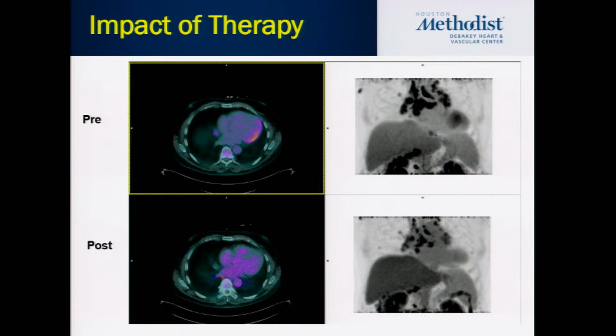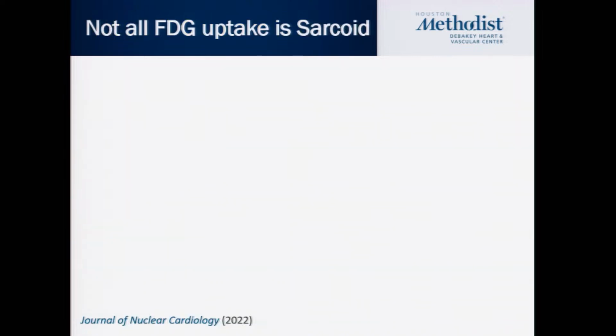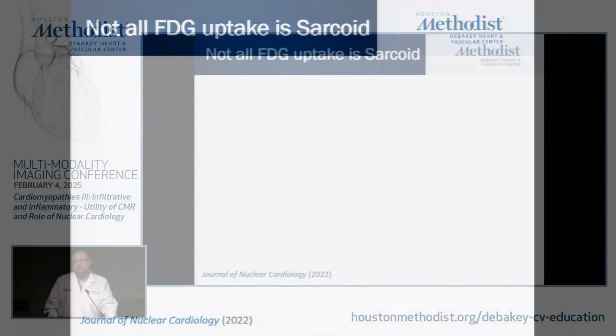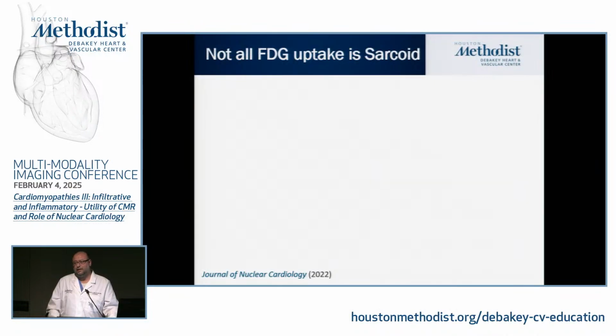And sometimes, because many other organs are in our field of view, we can see, for example, that this patient had cardiac inflammation, but also significant extracardiac inflammation. Now the cardiac is gone, and the extracardiac has decreased, but not completely gone. Obviously, the treatment is not only for the cardiac, so we give them information about the status of the extracardiac inflammation. One thing to keep in mind is that not every FDG uptake is cardiac sarcoid, and it can light up in any inflammatory cardiomyopathy.